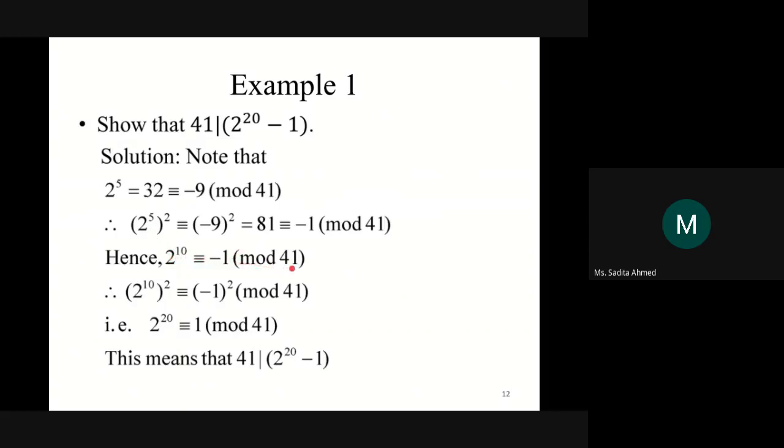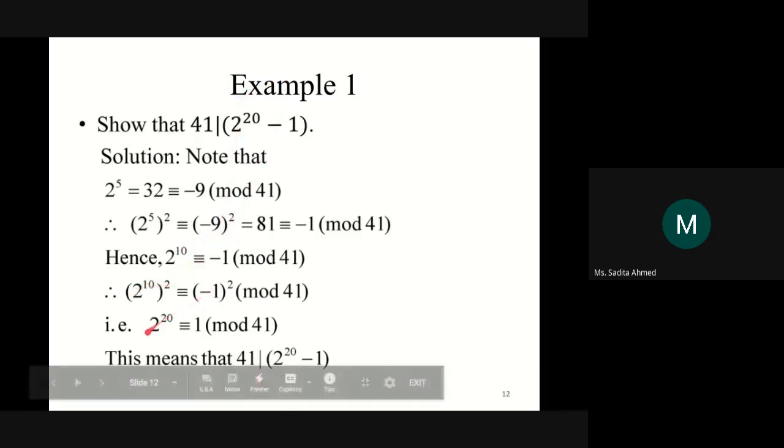All right. Now we are finally at a point where we can just simply square both sides and we'll get what we needed to prove. If you square both sides, you get 2 to the power of 20 here, and here you get 1. Right? 2 to the power of 20 is congruent to 1 mod 41. And what does it mean? That 2 to the power of 20 minus 1 is divisible by 41. And that is what we had to prove. All right.